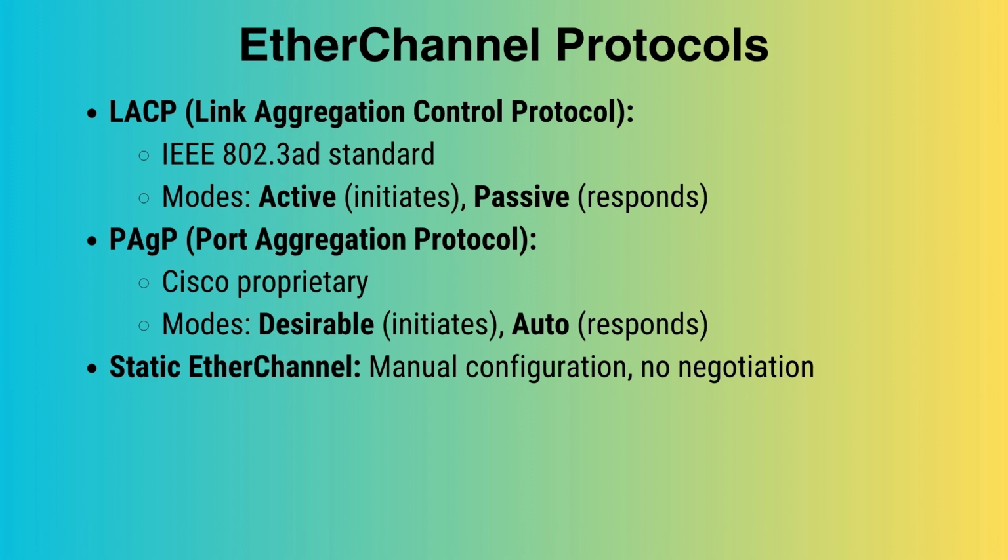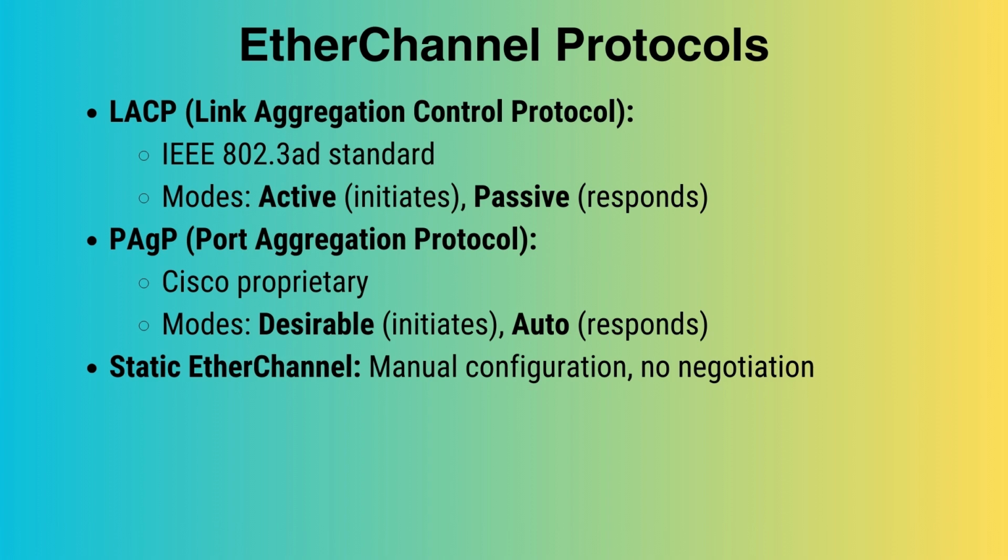EtherChannel can be implemented using different protocols to facilitate the bundling of links. The two primary protocols are Link Aggregation Control Protocol, LACP, and Port Aggregation Protocol, PAgP. LACP is an open standard defined by IEEE 802.3ad. It allows switches to automatically negotiate the bundling of links. LACP operates in two modes, active and passive.